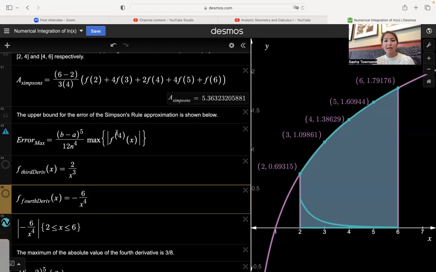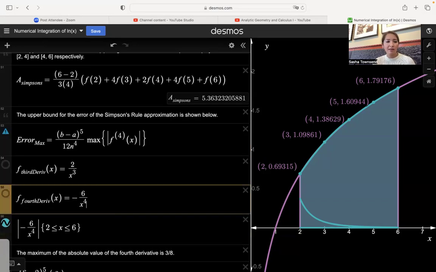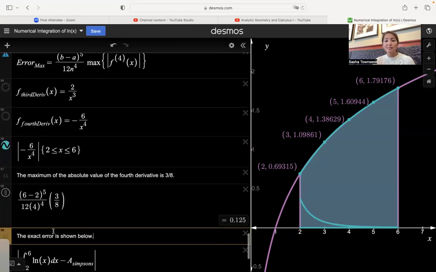So that's 3/8 times that b minus a to the fifth, which is 6 minus 2 to the fifth, divided by 12 times 4 to the fourth, gives us our maximum error. So when we substitute those values into our formula, we get a maximum error of 0.125. So it's not bad. It's just an eighth, right?